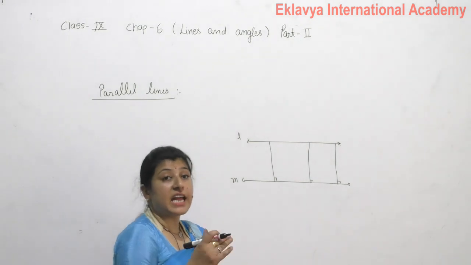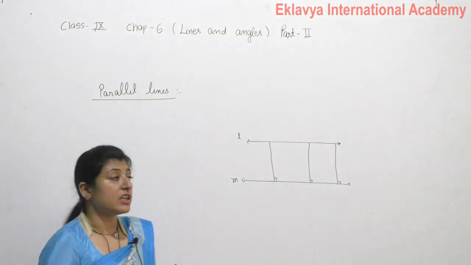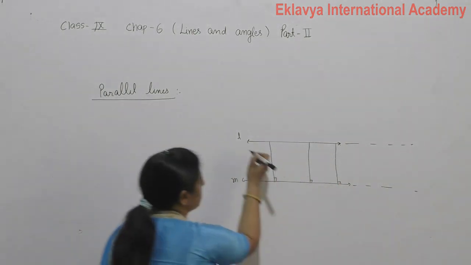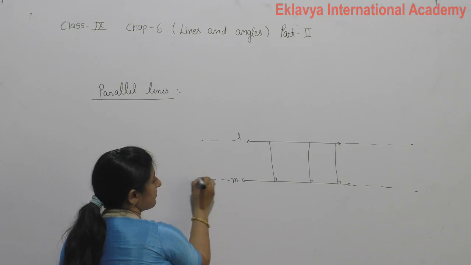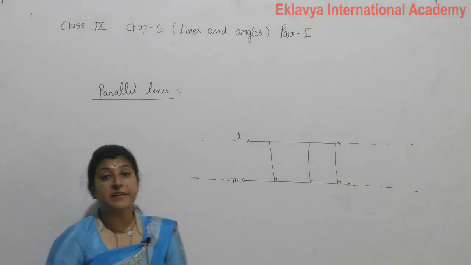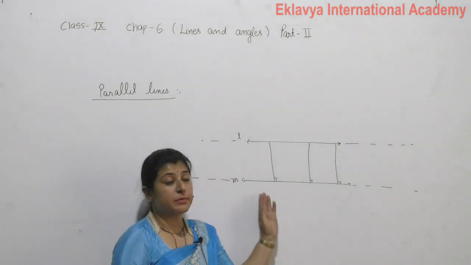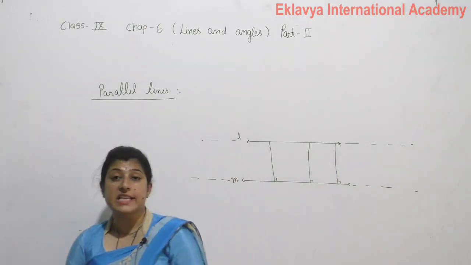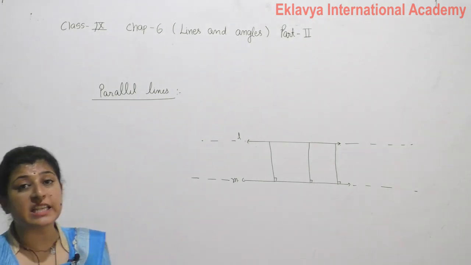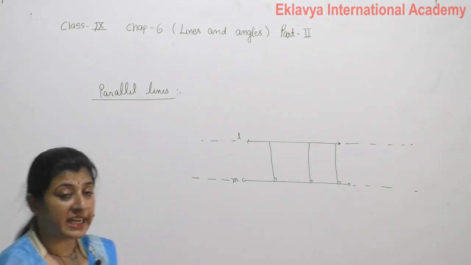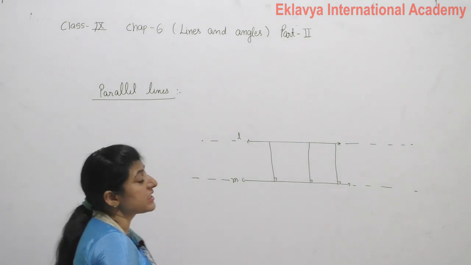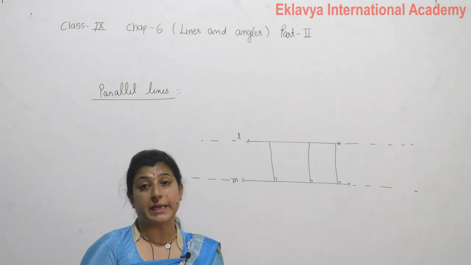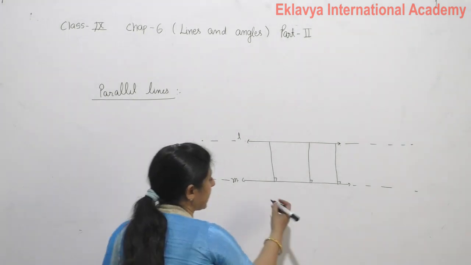Second thing, they never intersect each other when produced in either direction. If we produce both lines in either direction, maybe in this direction or here, they never intersect each other. Then these lines are called parallel lines. One more condition is there, that both lines should be in the same plane. Suppose we take another example.